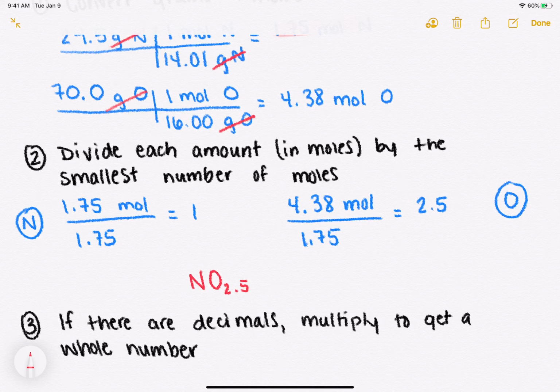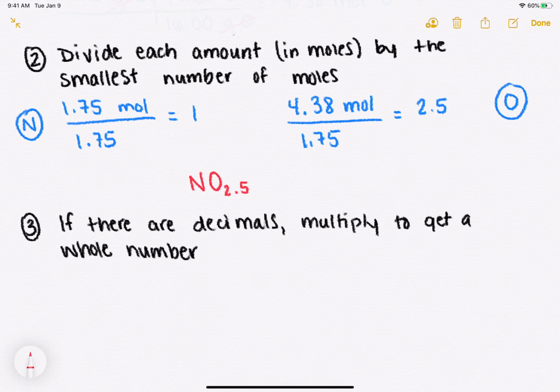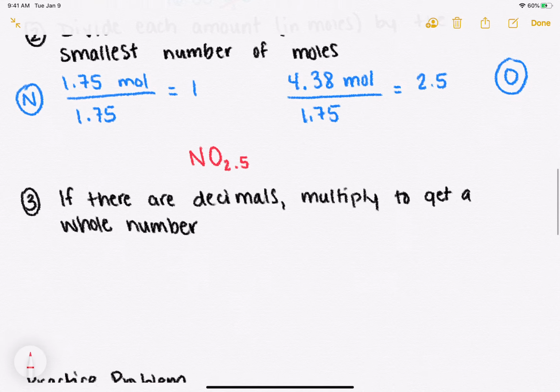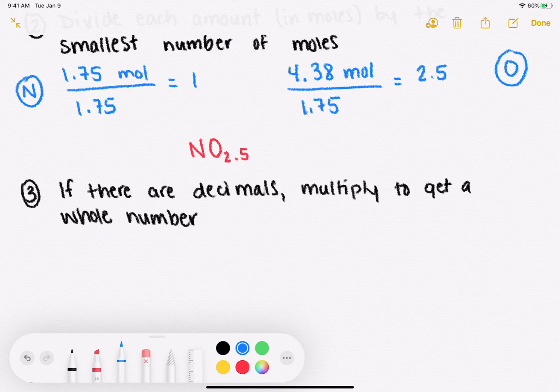Well, I'm sure you recognize the problem here. We cannot have a fraction of an atom in a formula, which takes us to step 3. If there are decimals, then we have to multiply to get a whole number. So in order to turn 2.5 into a whole number, what can we multiply that by? There are many different options, but we also want to get the smallest simplified ratio. So the best way to do this is we're going to multiply each number by 2.